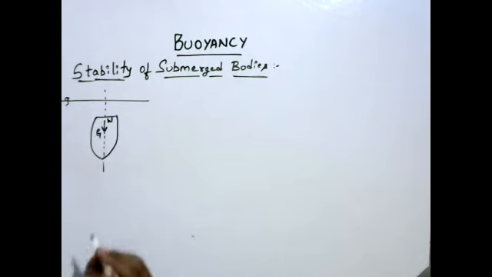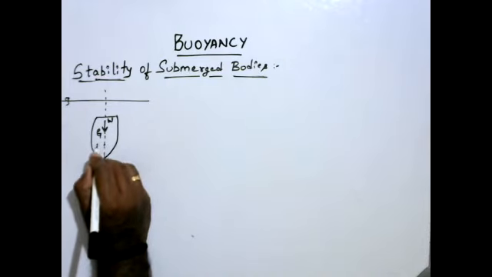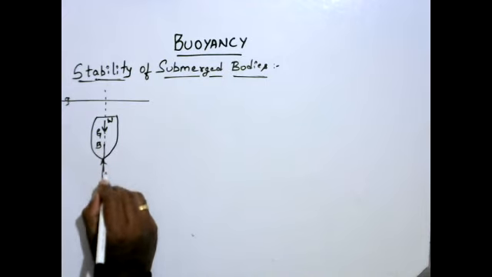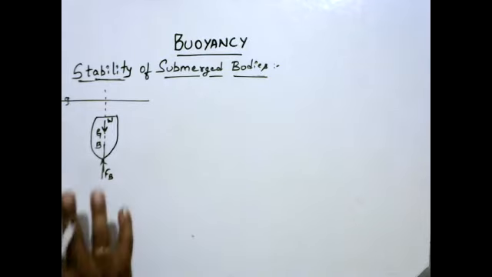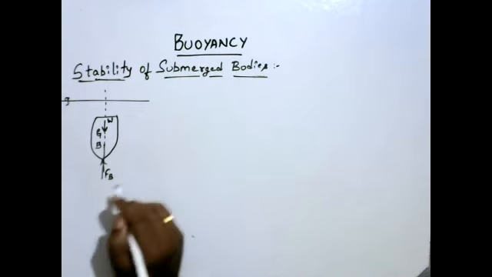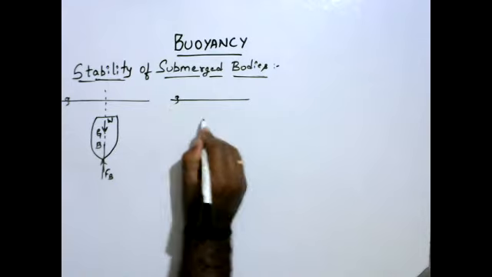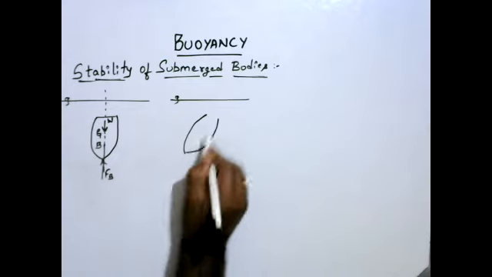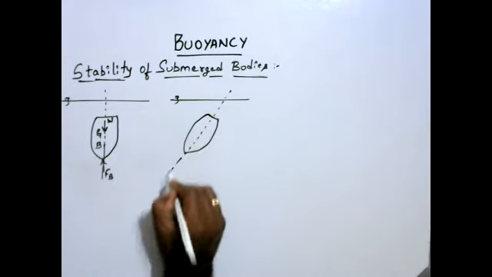In the first case, let me take the center of buoyancy lying below the center of gravity. We know that the buoyancy force is acting at the center of buoyancy. So what I'll do is give an angular displacement to this body, means I'll rotate this body in the clockwise direction. Let me see what happens. I just tilt the same body in the clockwise direction, giving an angular displacement like this.